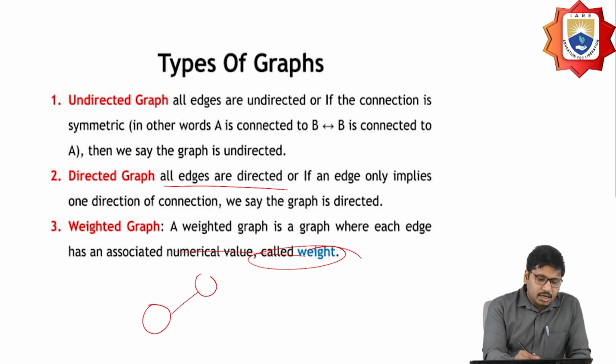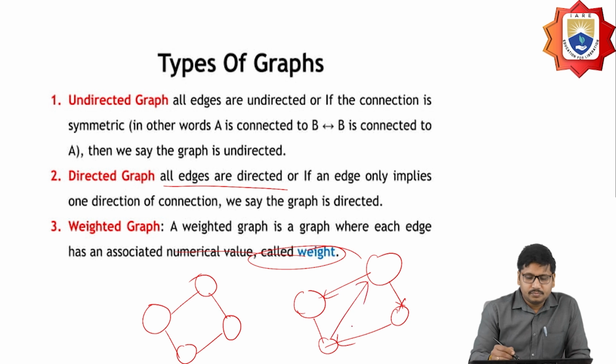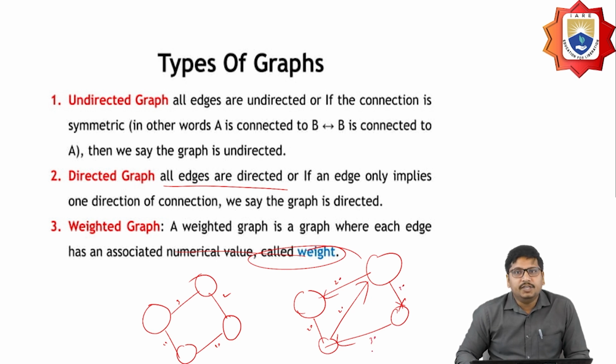So the undirected graph looks like this, where the edges do not have any kind of arrows, whereas in the directed graph I'm going to have directions here. And a weighted graph means I can assign some values here, so that would be a weighted undirected graph. Similarly, if I assign weights to the edges in a directed graph, then it will be a directed weighted graph.